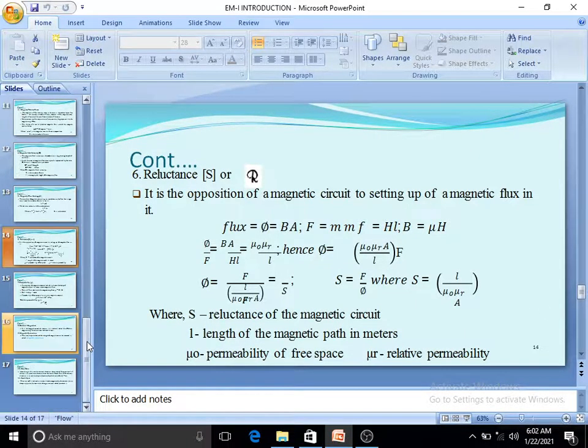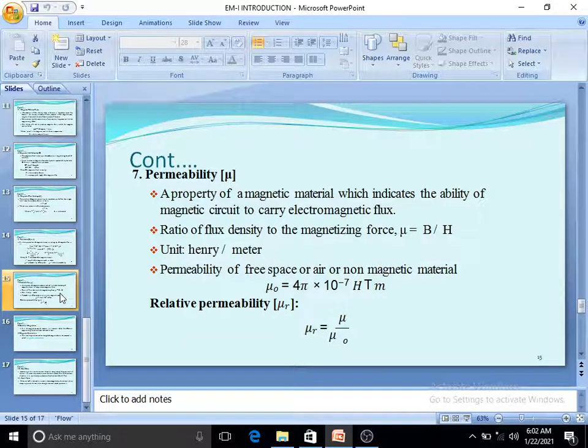So next we will move to the next slide. Permeability. Already you know that. So what is the permeability? The property of the magnetic material which indicates the ability of the magnetic circuit to carry the electromagnetic flux. Means whatever the core you are using, through the core the flux has to travel easily. It will provide the path for the flux. Whatever the material you are using, that material will create an easy path and accept the flow of the flux easily, which is nothing but your permeability.